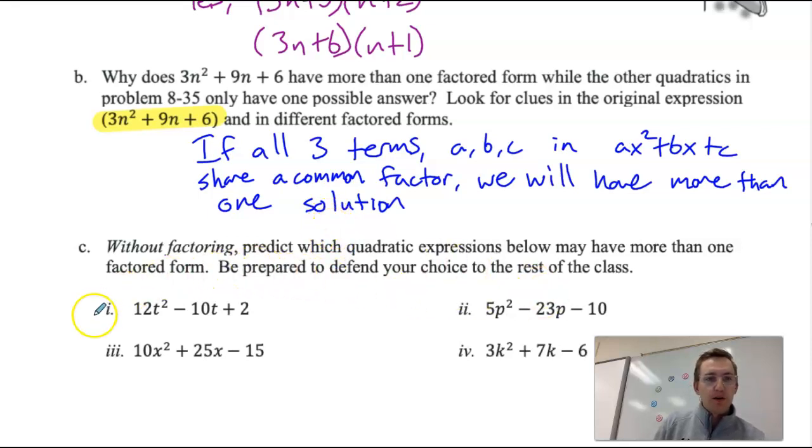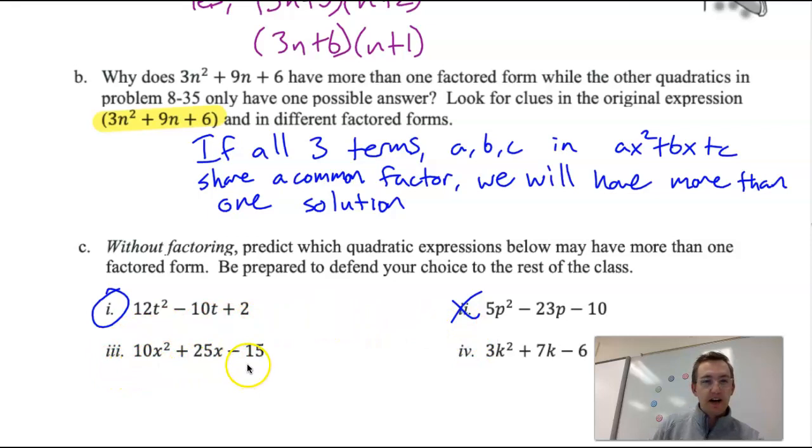So part 1, we've got 12, 10, and 2, or negative 10 and 2. All of those are divisible by 2, so they share a common factor. That one's probably going to have more than one factorable form. 5, negative 23, and negative 10, that one does not have a common factor, so that one is probably not going to have more than one factorable form.